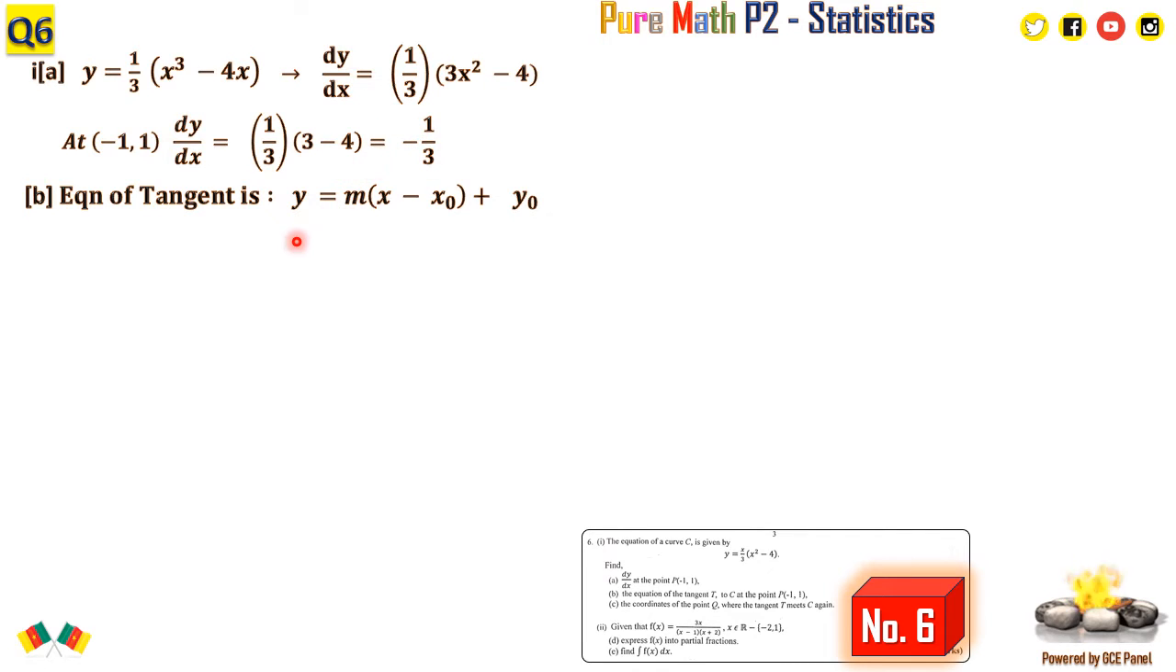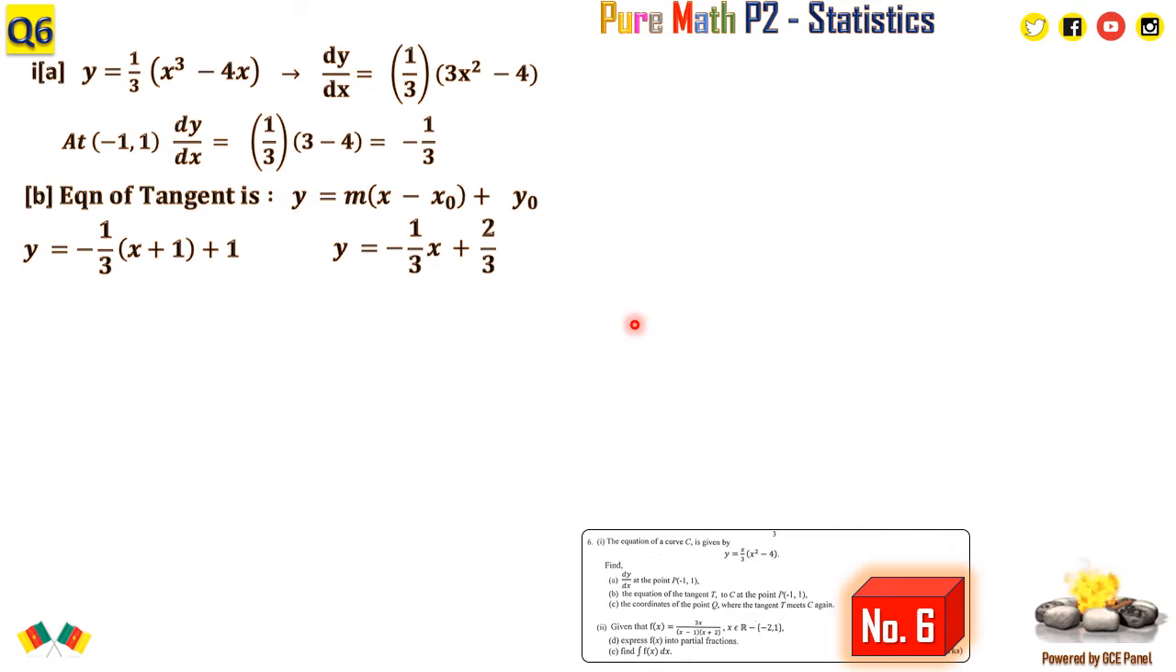m here. Therefore, our y will be equal to negative 1 on 3, the gradient, into x minus x0. So x minus, our x0 is negative 1, so x minus minus 1 plus y0, which is 1. So when we simplify this, we'll have y is equal to negative 1 on 3 x plus 2 on 3. So this gives us the tangent to the curve at the point negative 1, 1.